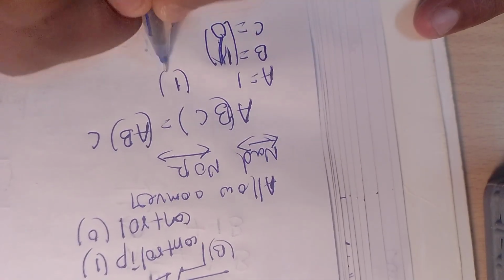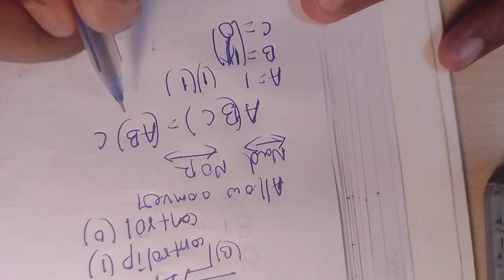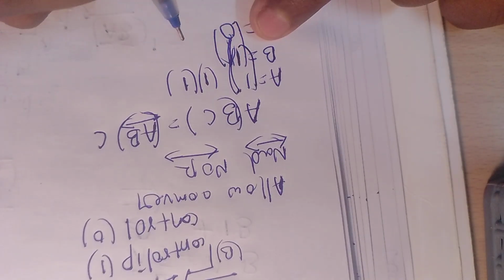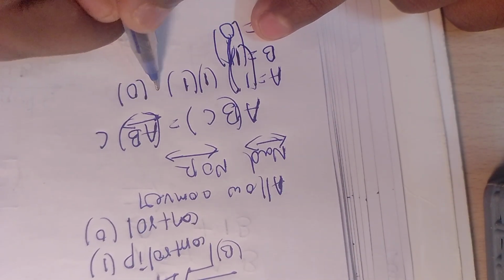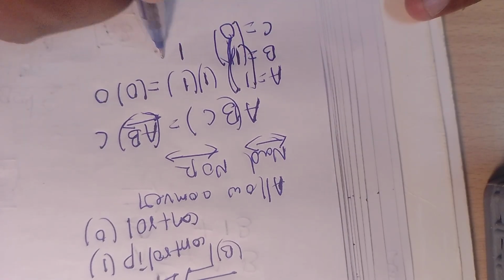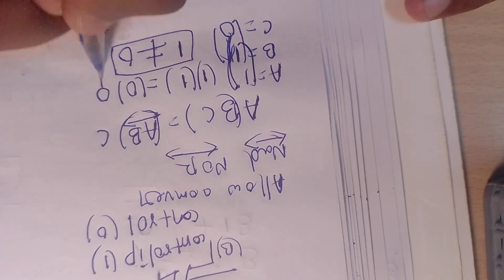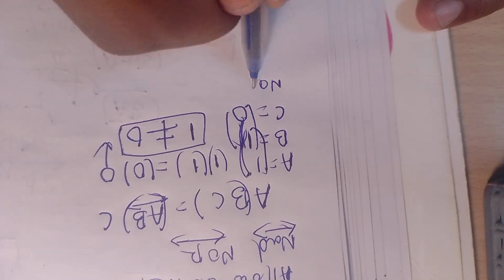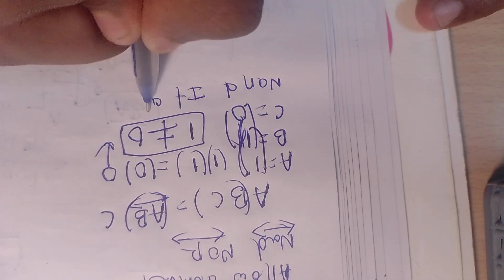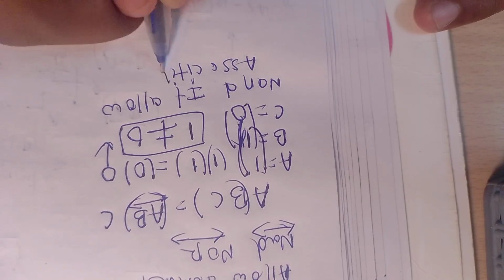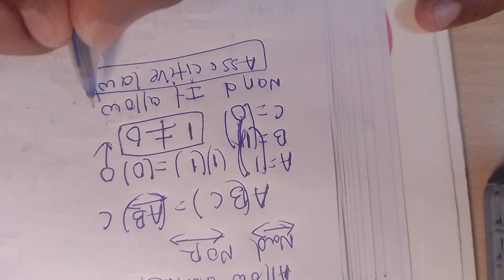So 1 into A, which is already 1. Now if you provide A B as 1 1, the NAND gate gives 0. 0 into C is nothing but 0. So 1 is not equal to 0, so here it fails. So it does not follow the associative law. The NAND gate does not follow the associative law.